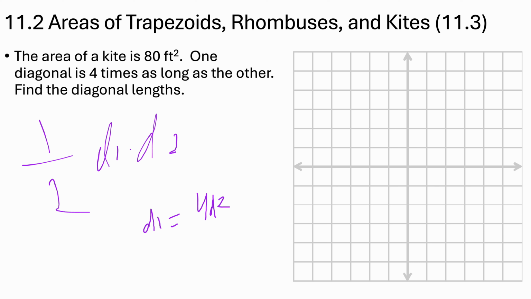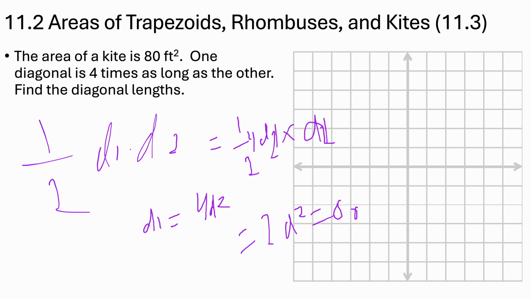So the area will become half into d1 into d2, and instead of d1 you write 4d2. So half into 4d2 into d2 gives 2d2 square, which is equal to 80. Okay, 2d2 square would be 80, because that's given.